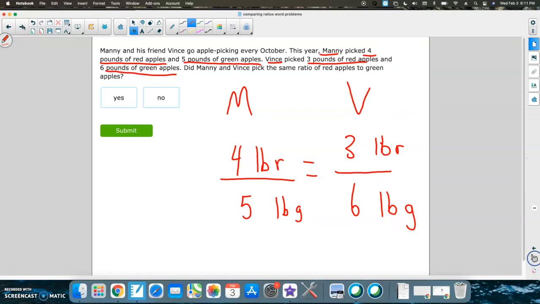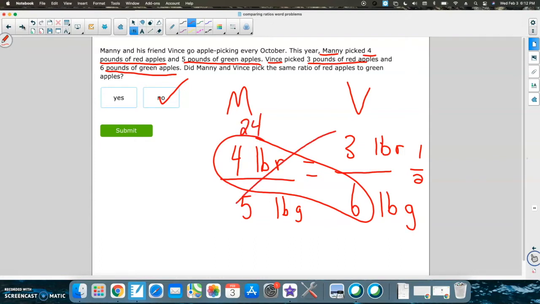So how do we do this? Well, 4/5 is in simplest form. 3/6 isn't. So what can we do? We can make this 1/2. As you can see, they're not equal. 4/5 isn't the same as 1/2. So it'd be no, right? They're not the same ratio. Butterfly method, 4 times 6, that's 24. 5 times 3, that's 15. And so they're not equal, are they? Okay? So that is a no, they're not equal. Does that make sense what we're doing? Okay? But it helps if you write it down, label it.